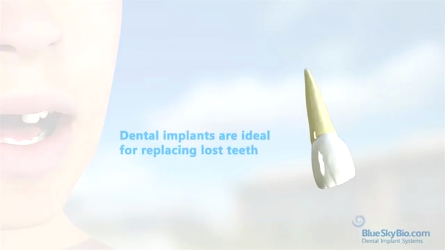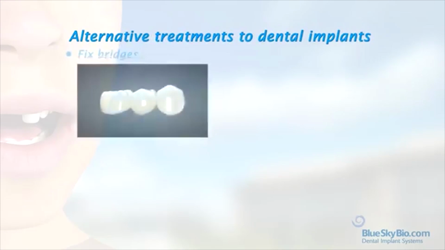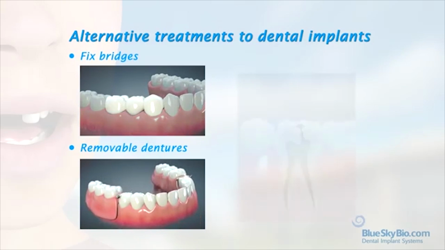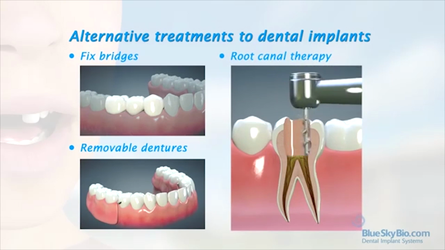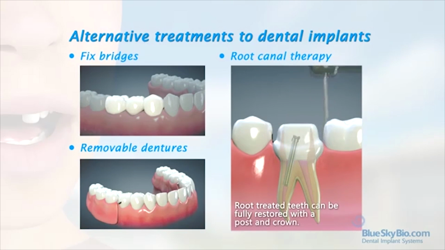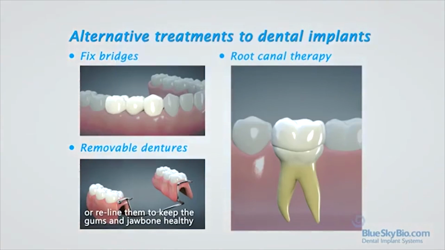Dental implants are ideal for replacing lost teeth, but it is important to know about the alternatives. These may include fixed bridges or removable full and partial dentures. Infected teeth that still have a good support within the jawbone may be saved through endodontic therapy, something that is better known as root canal therapy. Root-treated teeth can be fully restored with a post and crown. Ill-fitting dentures can be remade to provide a better fit, or it might be possible to reline them in order to keep the gums and jawbone healthy.